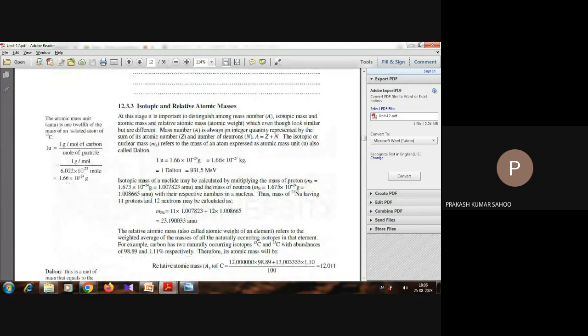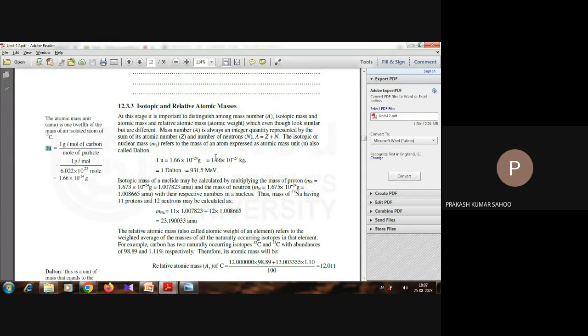So, isotopic and radioactive relative atomic masses. If I convert one atomic mass unit, that is 1 u, to the respective weight, that will be 1.66 into 10 power minus 24 gram. So how is it calculated? It is equal to 1 gram per mole divided by Avogadro's number. This will be 1.66 into 10 power minus 24 gram. If I convert this gram to kg, it will be 10 power minus 27 kg.